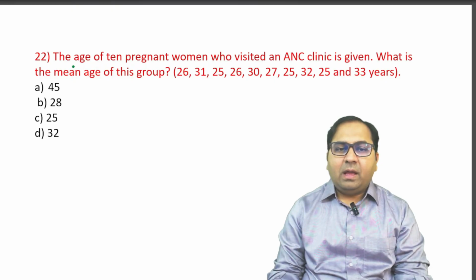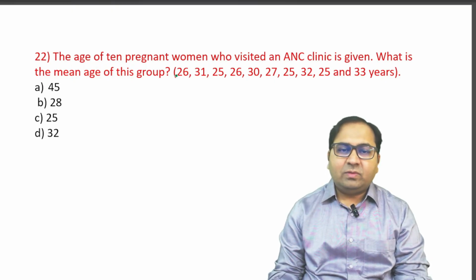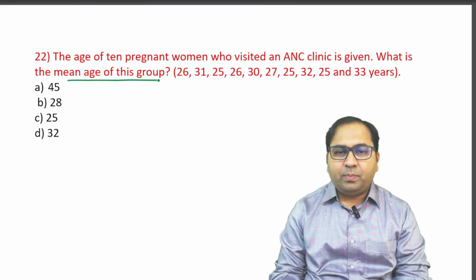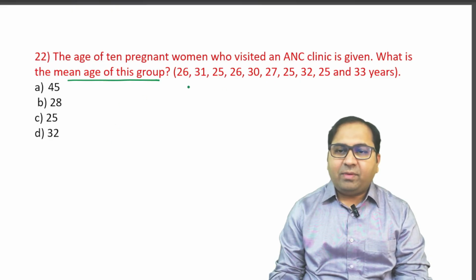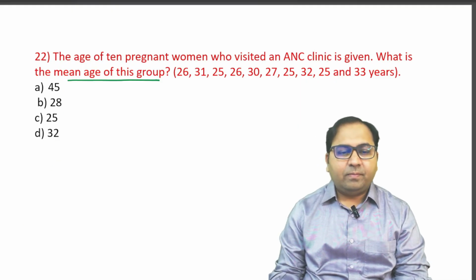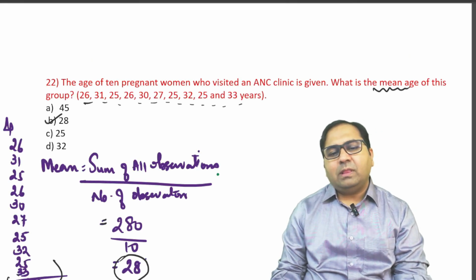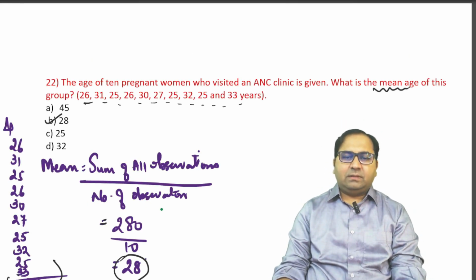Next question. The age of 10 pregnant women who visited the ANC clinic is given. So what is the mean age? They have given a few numbers, that is data, and they have given the options 45, 28, 25 and 32. How do we calculate? The mean is equal to the sum of all the observations divided by the number of observations.